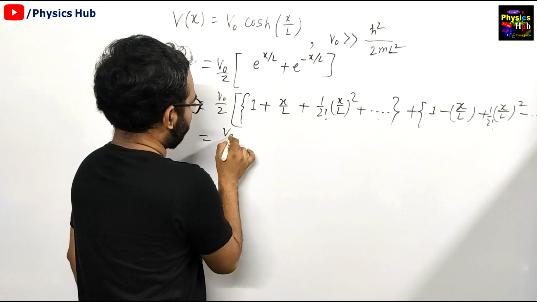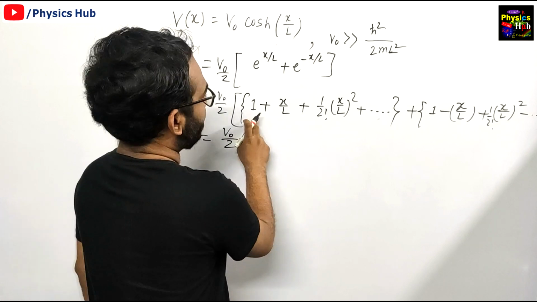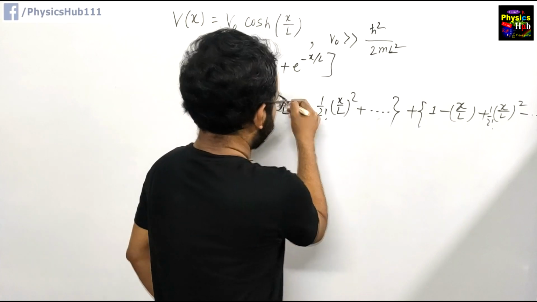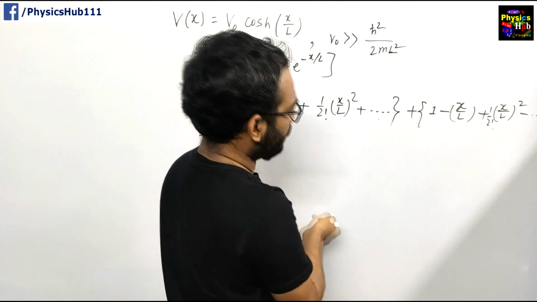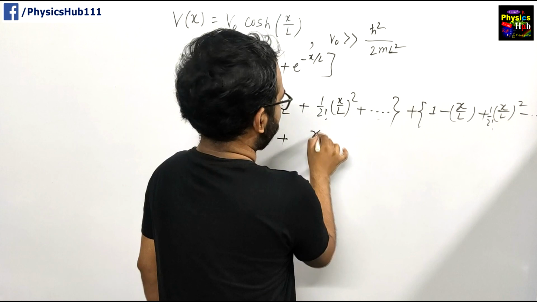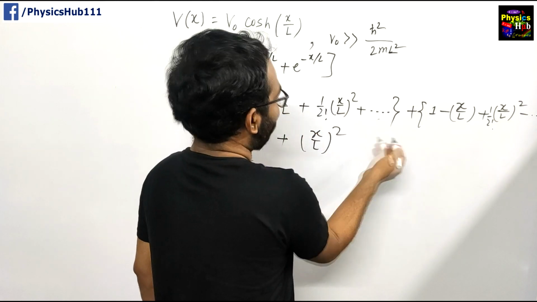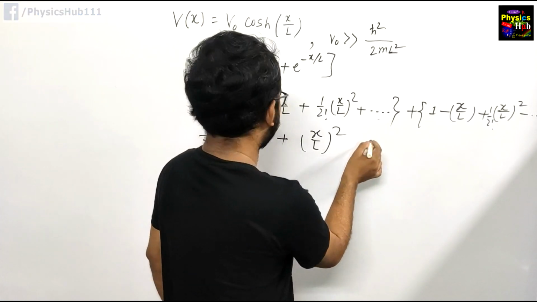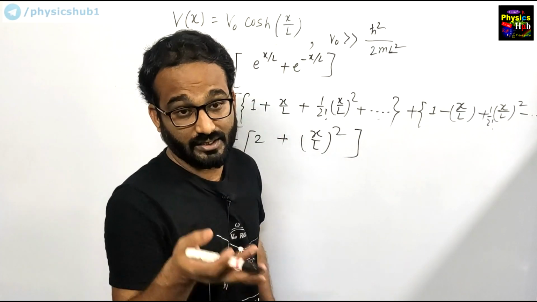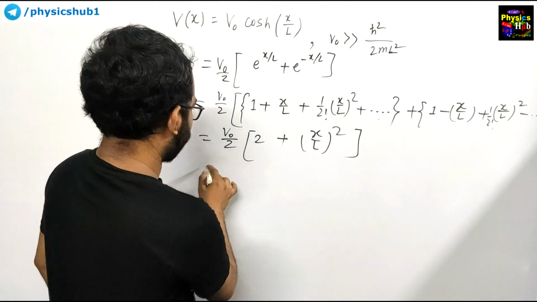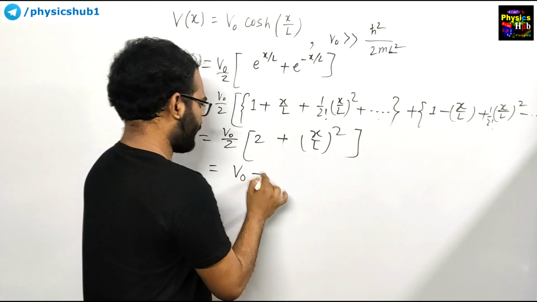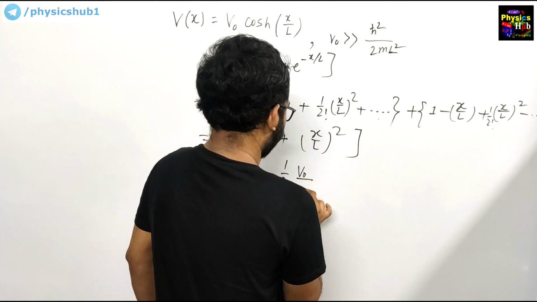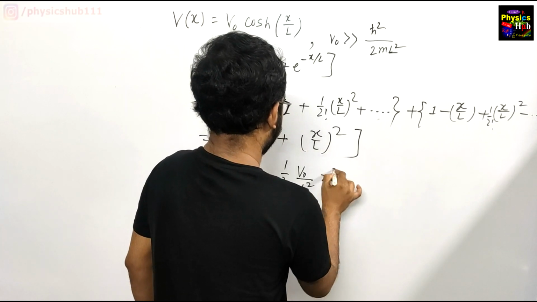Now let us see what is surviving and what is omitted. This 1 and plus 1 becomes 2, and this x by L becomes 0. This is getting cancelled, and this 1 by 2 plus 1 by 2 becomes 1. So x by L squared, and other higher order terms can be neglected. We are only keeping these two terms. So we can write it as V naught plus half into V naught by L squared into x squared.